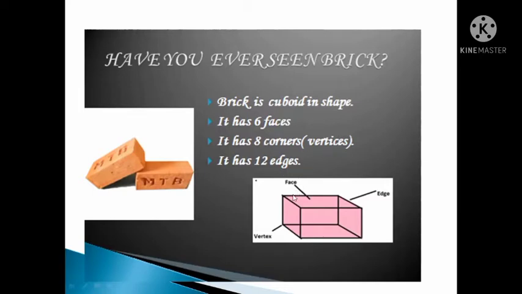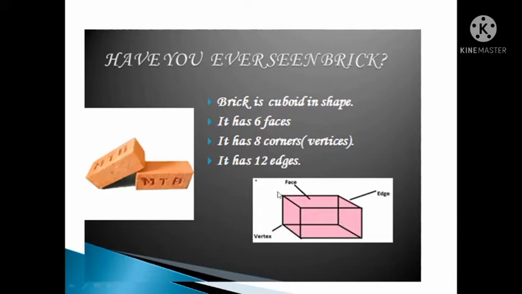What is the meaning of edges? An edge is the line which joins 2 faces. So this is an edge, the line which joins 2 faces. So 1, 2, 3, 4, 5, 6, 7, 8, 9, 10, 11, 12. There are 12 edges and 8 corners.